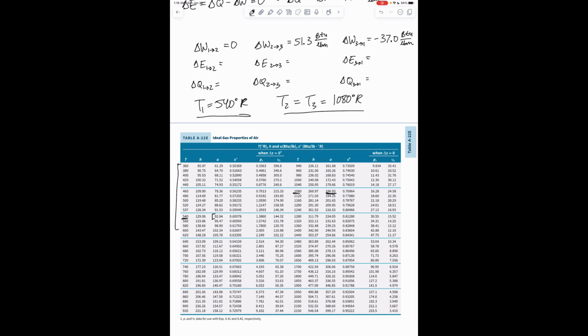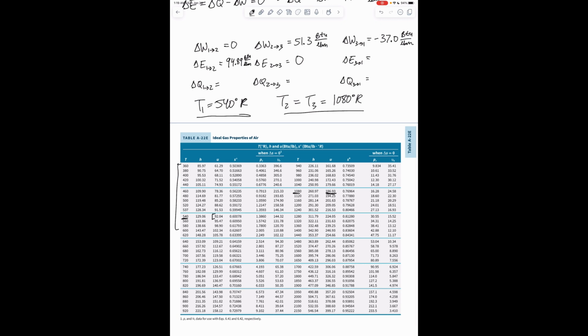I believe we had an isothermal process between 2 and 3, so this is 0. So for process 1-2, it's the internal energy at temperature 1080 minus the internal energy at temperature 540. And I get, the difference gives me 94.89 BTUs per pound mass.